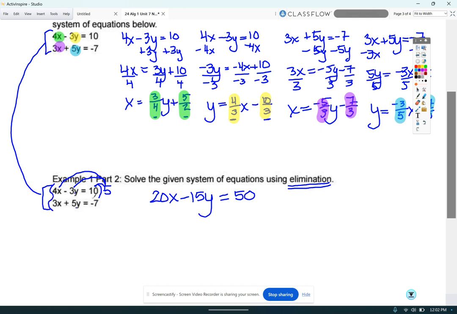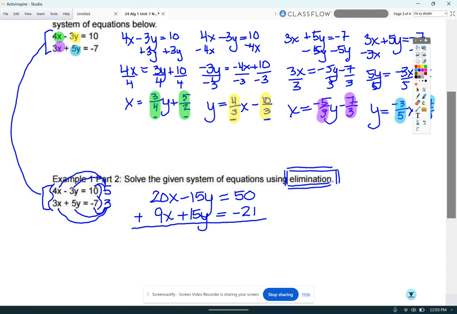I'm going to take the second equation and multiply it by 3. So I'm going to distribute the 3 into all of those. That's going to give me 9x plus 15y equals negative 21. Now, with the elimination method, we're going to add these two equations together. And what we want to happen is we want either the x's or y's to eliminate when we do that. So let's see what happens. 20x plus 9x is 29x.